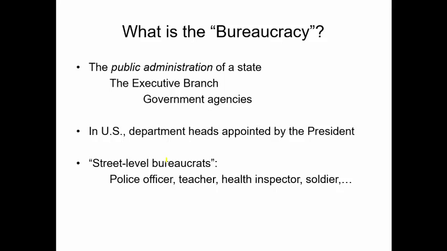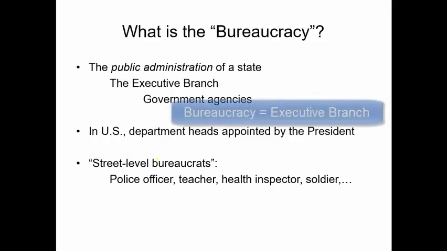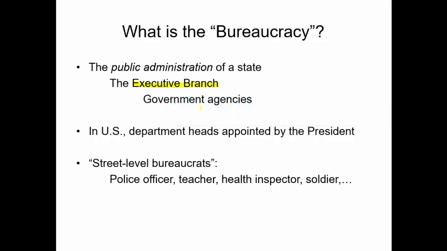Now, what we're talking about with the bureaucracy is the public administration of a state. This is the executive branch. So this, as we've already talked about, is the branch, particularly in the United States, that the president is in charge of. And so therefore, he is over all of the various government agencies and departments that we will look at here in an org chart in just a minute.